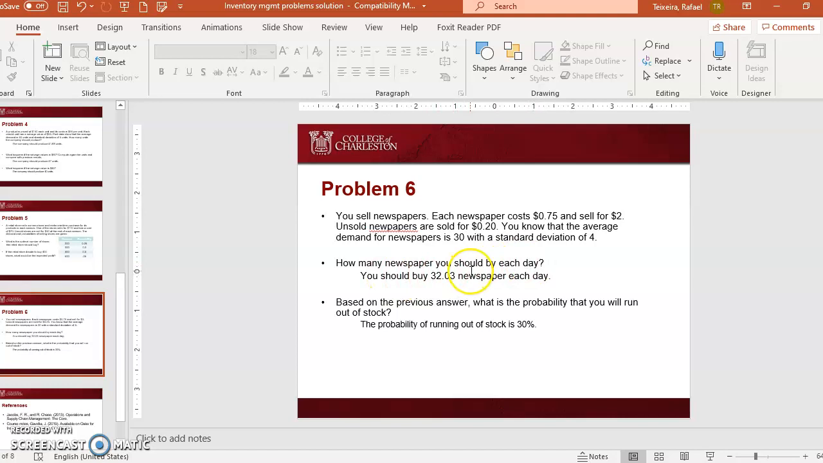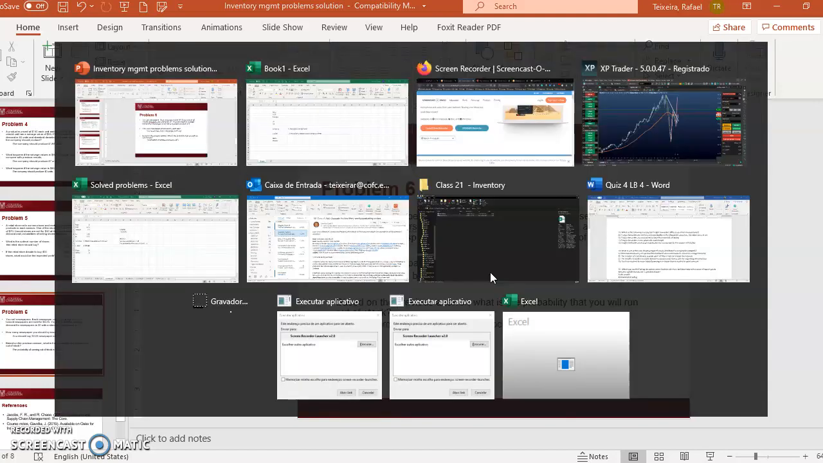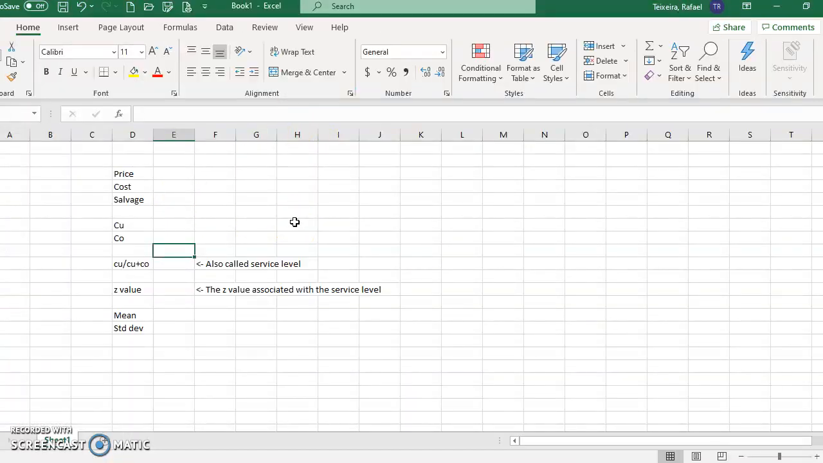Well, it depends on how much of a service level you want to have, which means the service level is related to how much of the variability in demand you want to attend. So I'm going to use Excel here to lay out the problem. So the price is 2, the cost is 75, the salvage value is 2, and then I have my cost of underestimate and my cost of overestimate.